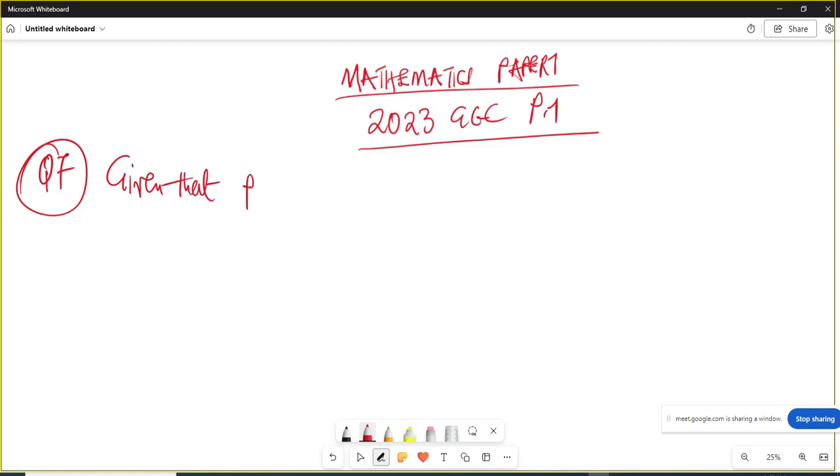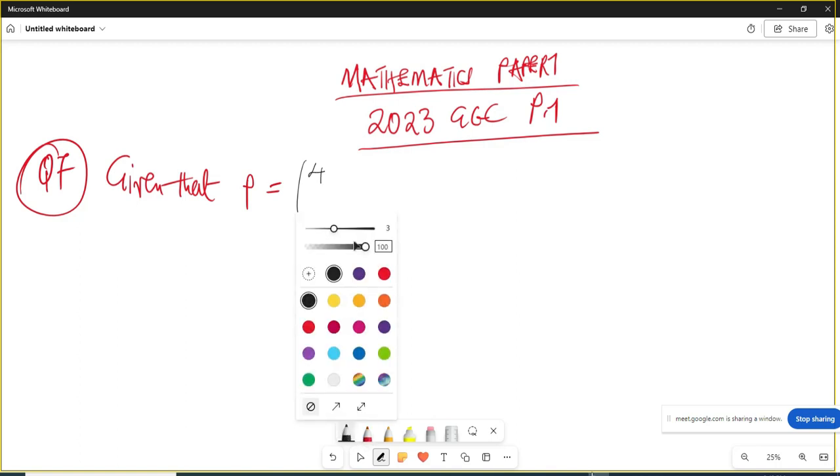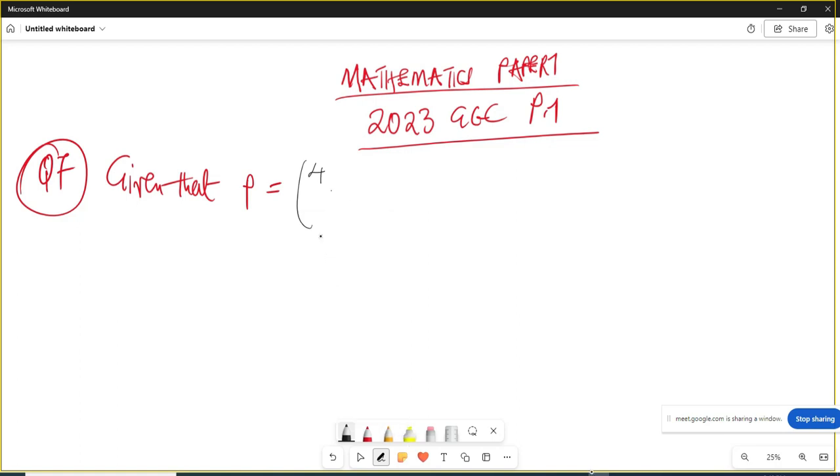Given that P, this P is a matrix, okay? Matrix P is, we have 4, let me increase the font a bit. We have 4, then we have 2 down here. This is a 4. Then we have negative 1, 0, 0, 3, like that.